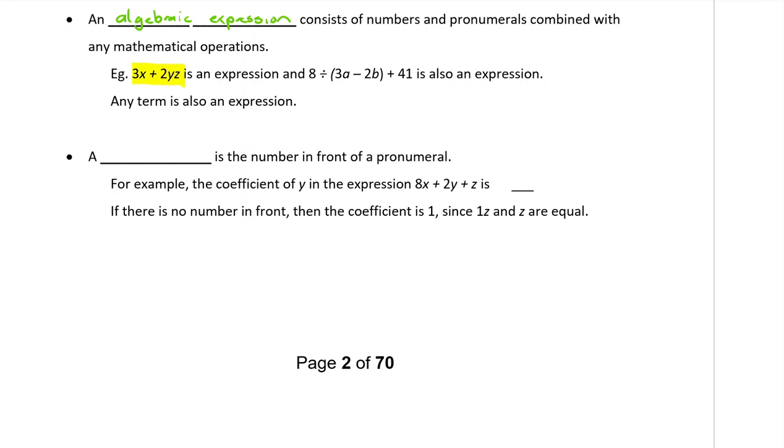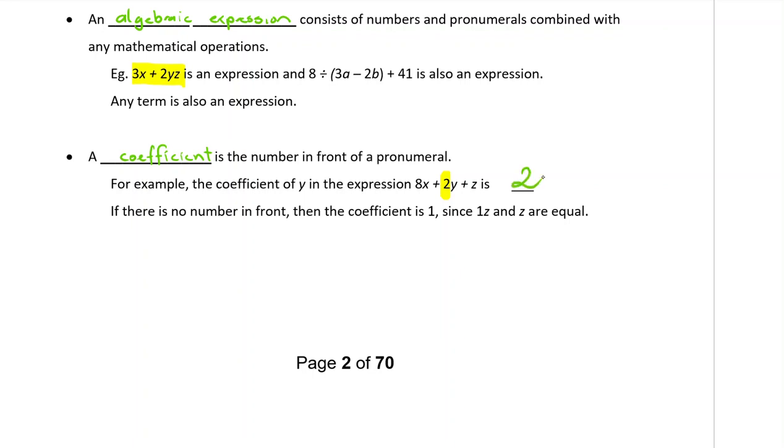The word we want there is coefficient, which is the number in front of a pronumeral. So for example, the coefficient of the y in the expression 8x plus 2y plus z. What you want to do is find the y, and it wants the number in front of it, which I've highlighted, which is the 2. As soon as you see the word coefficient of something, it means the number in front of that letter. So the coefficient of y is going to be 2.